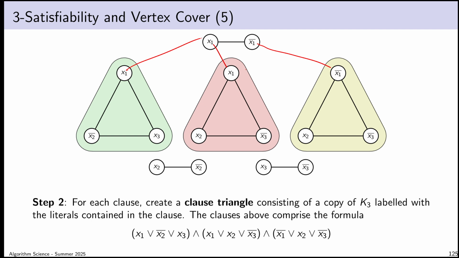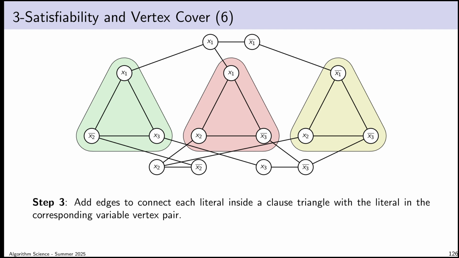I'll join up, so this x2 goes here, this x3 goes here, this goes there, x2 goes down here, and you can see this is going to be a bit of a mess. There's this x2, and then there's this x3. So I just join up each vertex in the clause triangle with the corresponding literal in the variable vertex pair. I end up with this. This looks only a little bit better than what I just drew by hand.